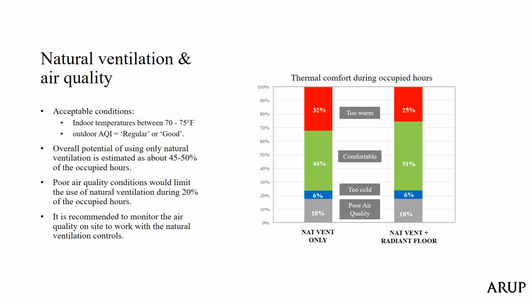What we can see here is that for about 20% of the year, the air quality is poor, so we wouldn't be advised to use natural ventilation regardless of the temperature inside. And for about 45% of the year, the situation in the store is expected to be comfortable, so natural ventilation would be possible during that time. Adding a radiant floor on top of it would only increase that from 45 to 50%. So it's more of a design choice whether that's worth it or not if that's the only application. But that was what we estimated.